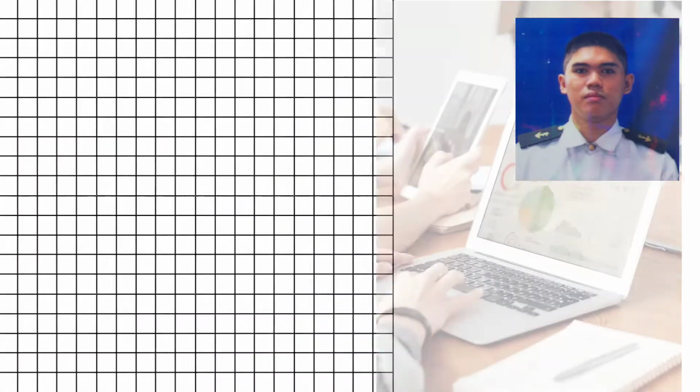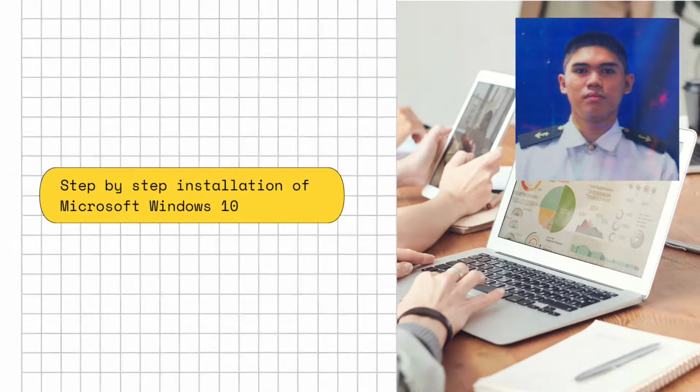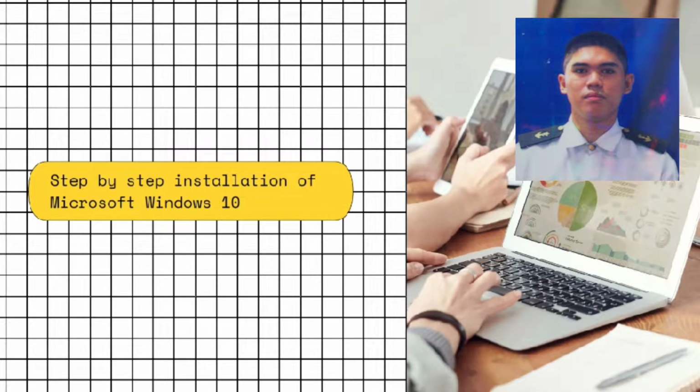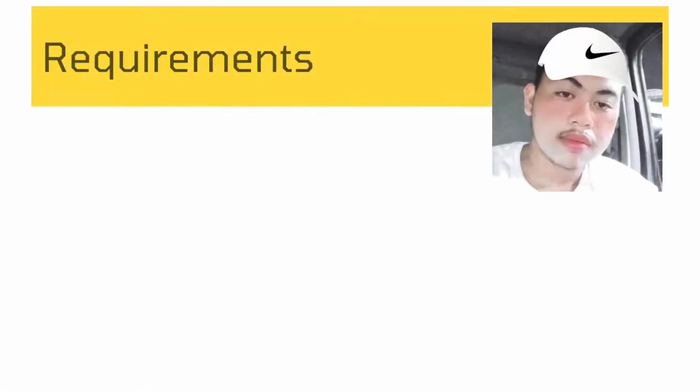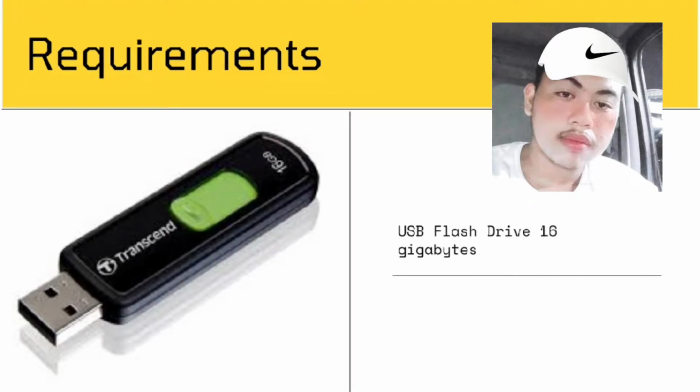For today's video, we're gonna tackle the installation of Microsoft Windows 10 step by step. So without further ado, let's get started. First, we need to prepare the requirements. In this scenario, we need two requirements: the USB or flash drive and the internet access in installing Windows 10.